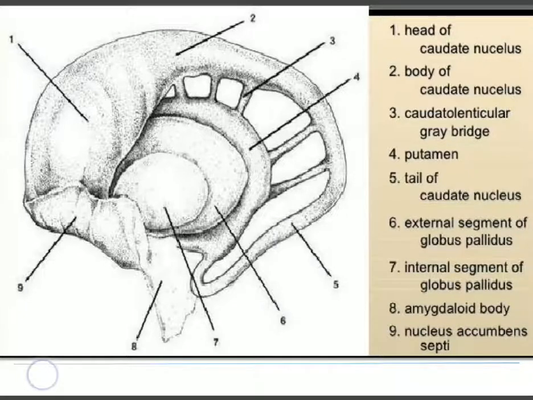You can also see the globus pallidus. Globus pallidus is further divided into globus pallidus internal and globus pallidus external. So this is internal, this is external, this is putamen. These are the bands of gray matter which connect the lentiform nucleus to the caudate nucleus. This is the amygdaloid body. So these are the various nuclei that together form the basal nuclei.